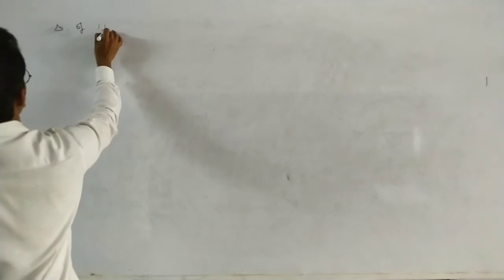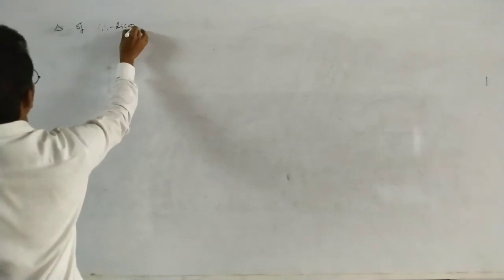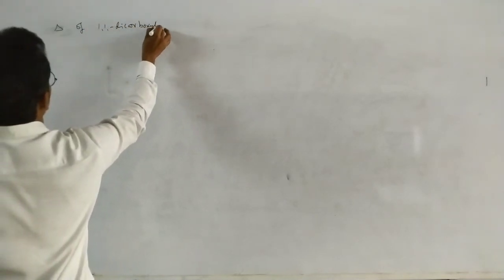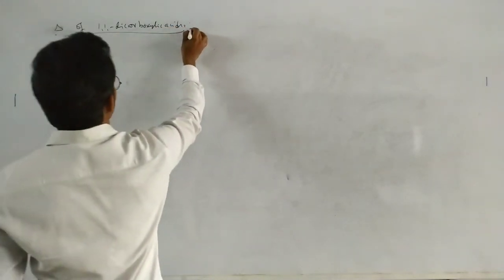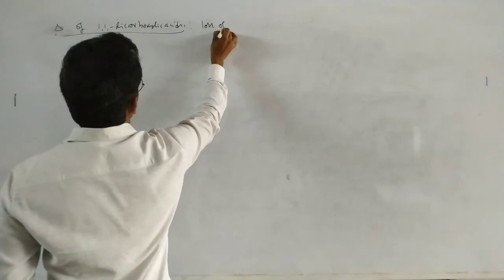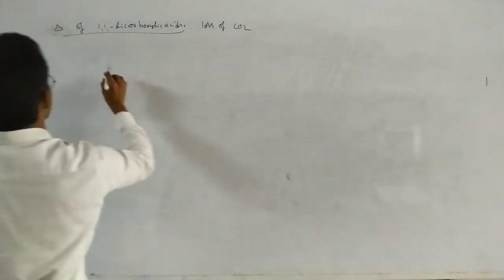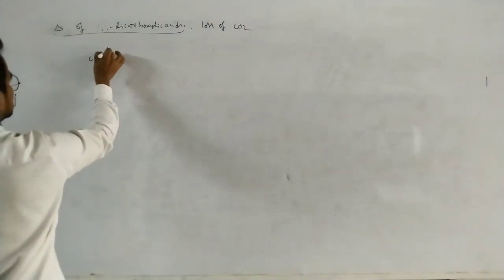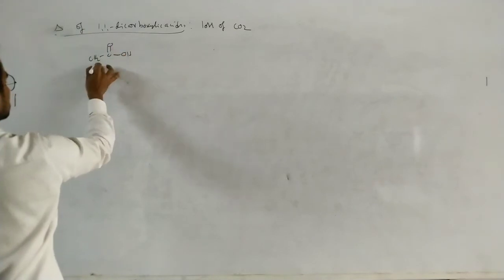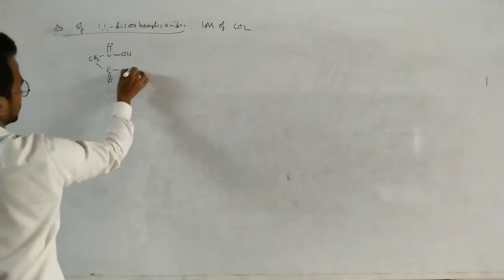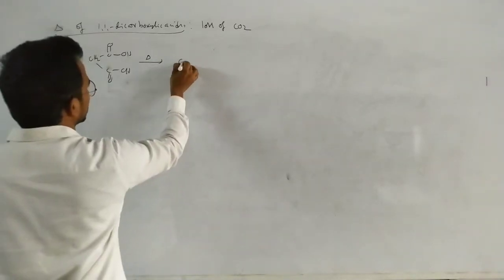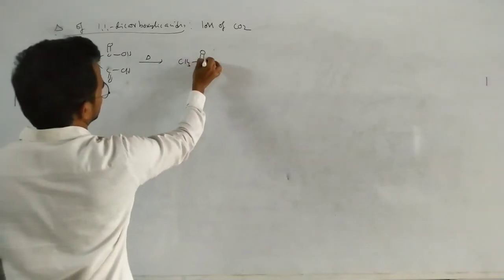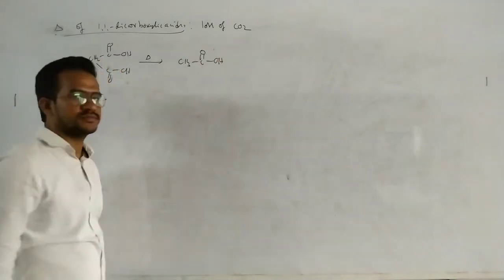Heating of 1,1 dicarboxylic acids. Okay, by heating, the loss of CO2 takes place. That means here CH2(C double bond OH)(C double bond OH). Okay, for mains as well as advanced, decarboxylation is a very important concept.